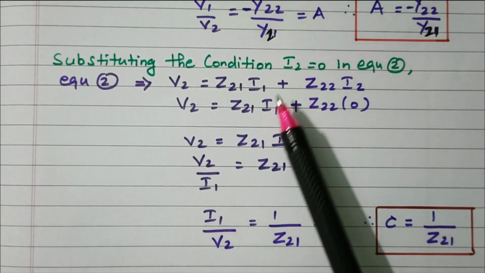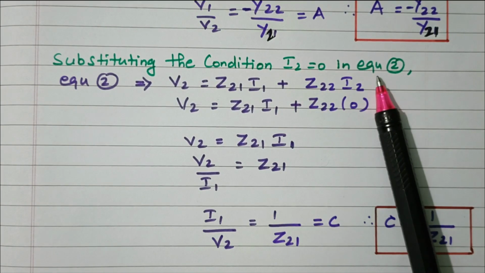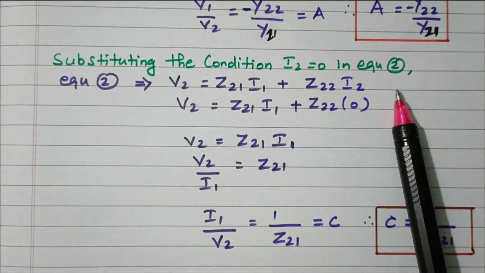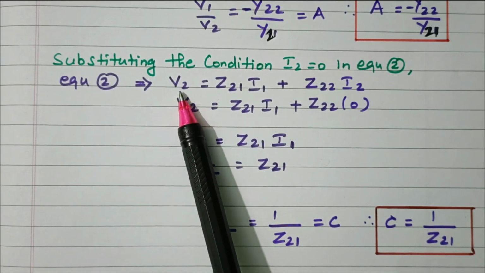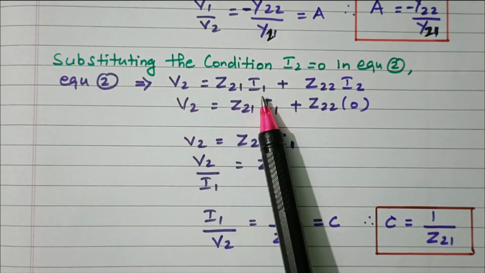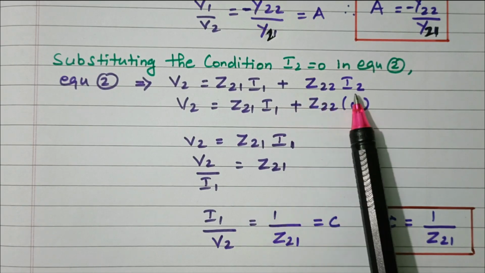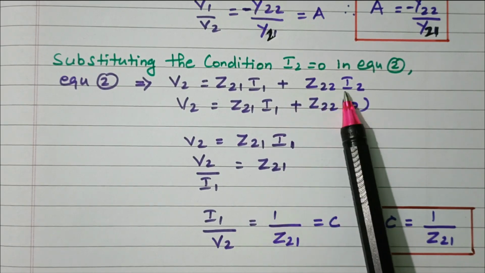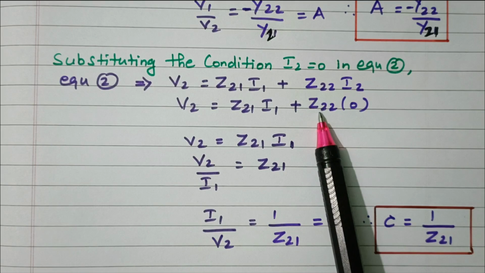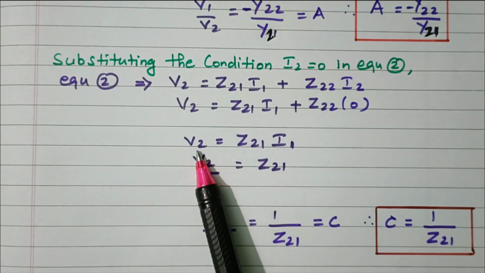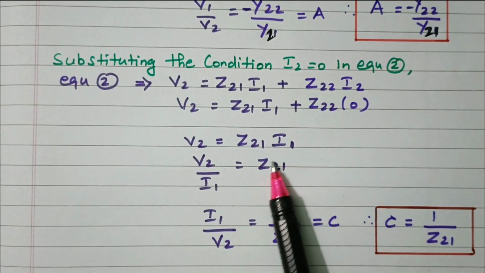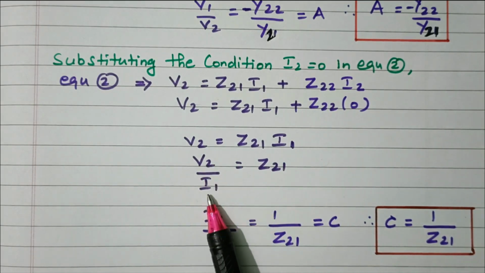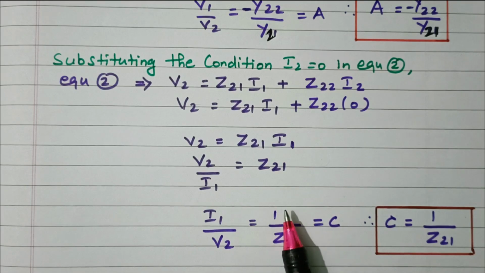Substitute the condition I2 = 0 in equation 2. Earlier we substituted in equation 4, now equation 2. Equation 2 is V2 equal to Z21 I1 plus Z22 I2. Now I2 is 0, so this term becomes 0. Only V2 equal to Z21 into I1 remains. Bring the I1 to the denominator, so V2 by I1 equal to Z21.